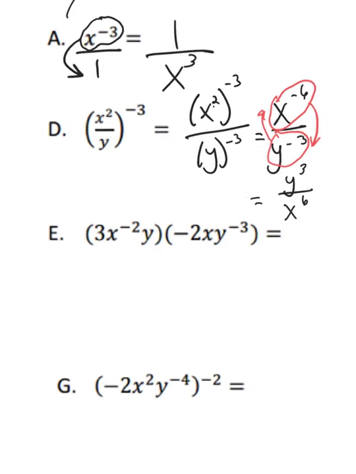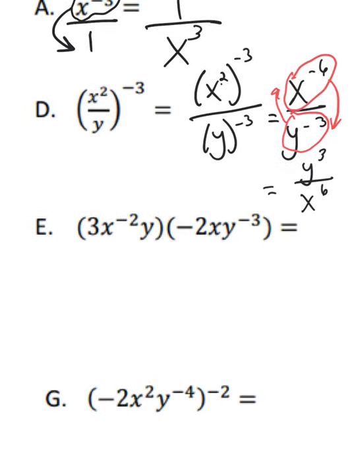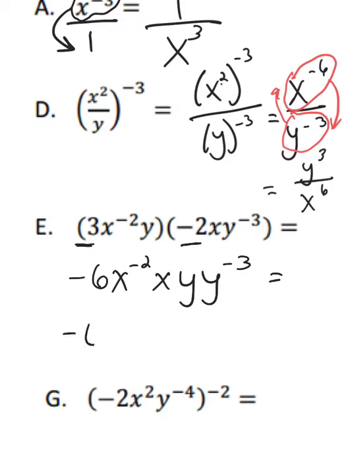Let's look at E. I'm going to multiply my coefficients first. 3 times -2 is -6. I'm also going to write this out, and I'm going to put the x's next to each other and the y's next to each other so that we can do the product rule, which is -x. -2 plus 1 is -1. 1 plus -3 is -2. Remember, you have to add the exponents.